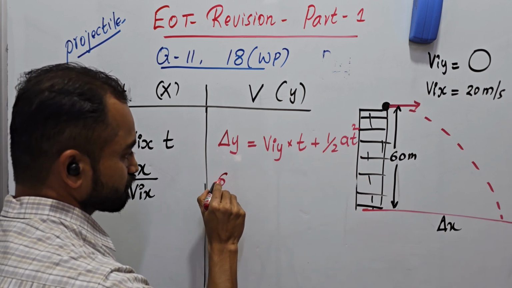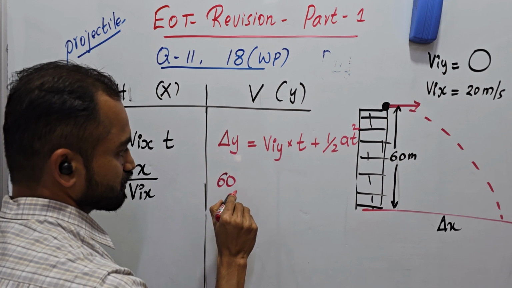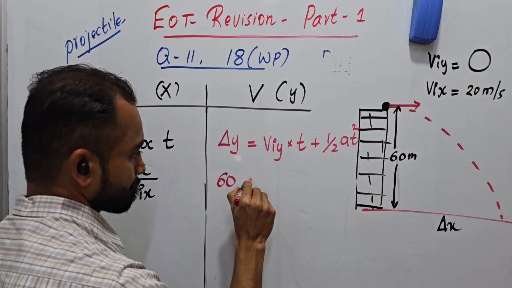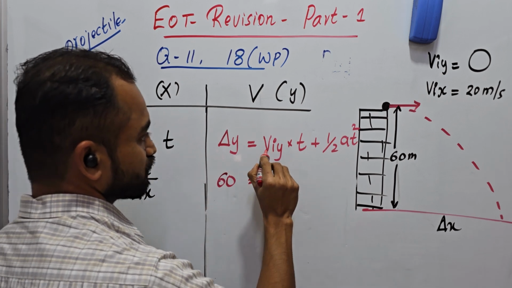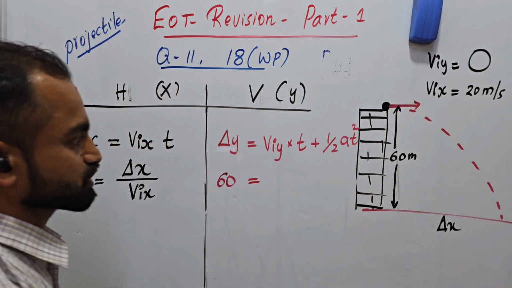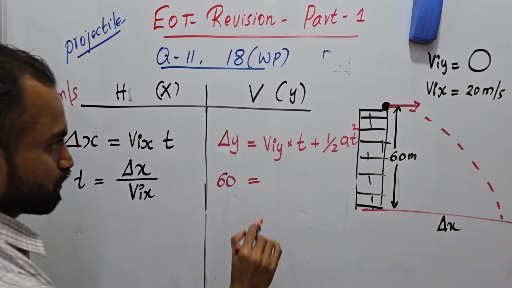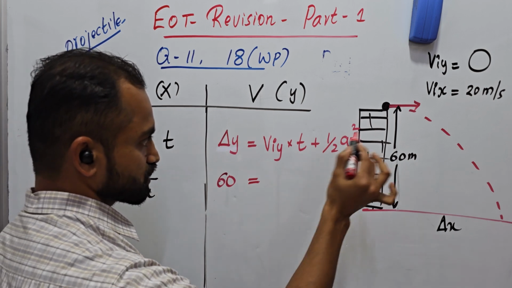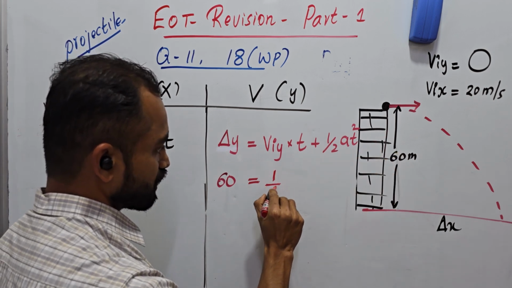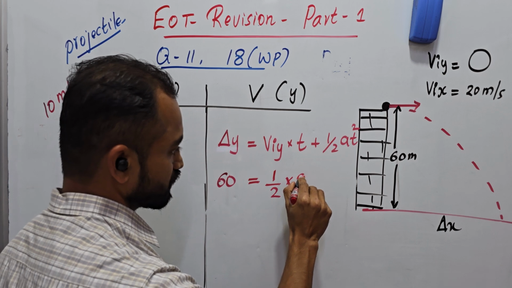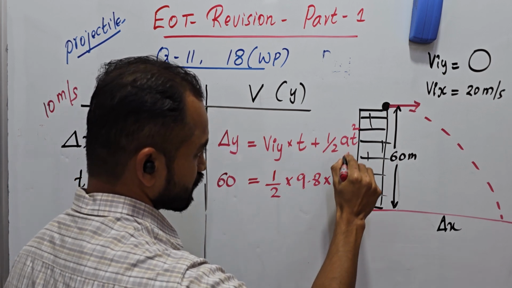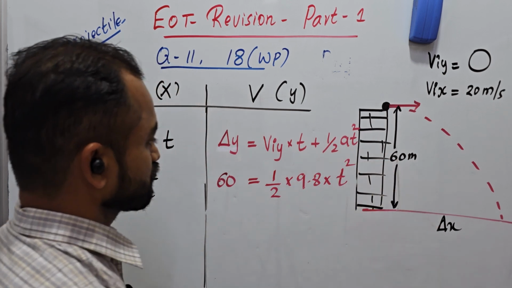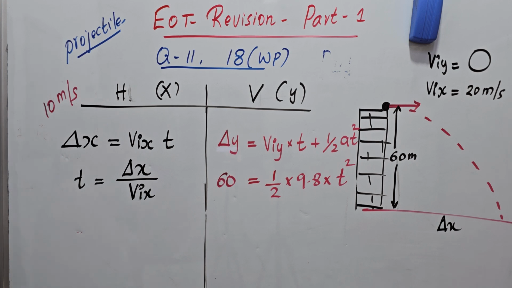60 meter, right? 60. Okay, equals, what is the initial velocity in the vertical direction? 0. Very good. So 0 into t, 0 into time, 0, no need to write. Half multiplied, acceleration is 9.8, right? 9.8 multiplied t squared. You will use shift solve, right, students? Okay, so shift solve, you will get the answer for time.